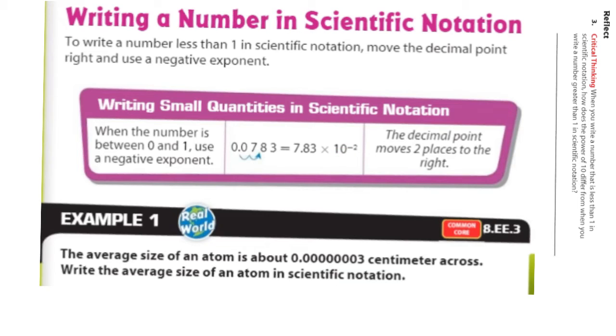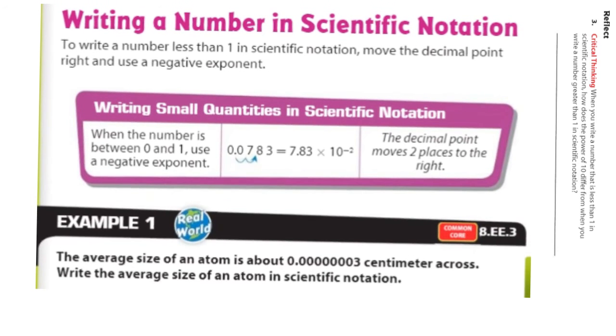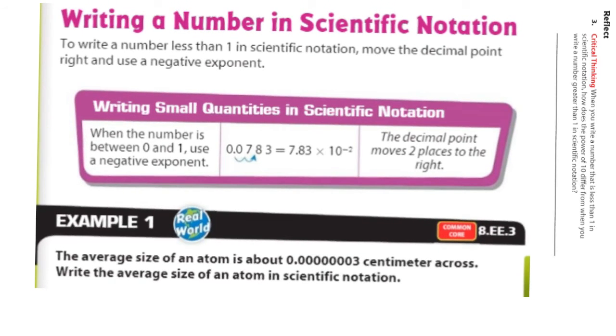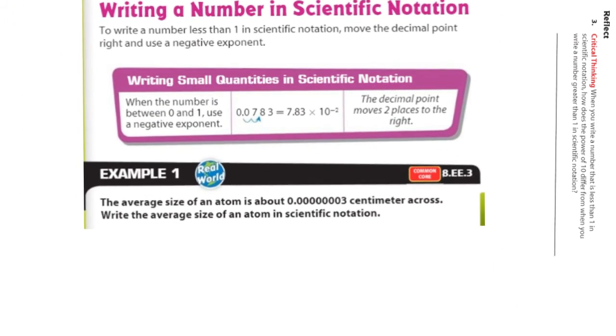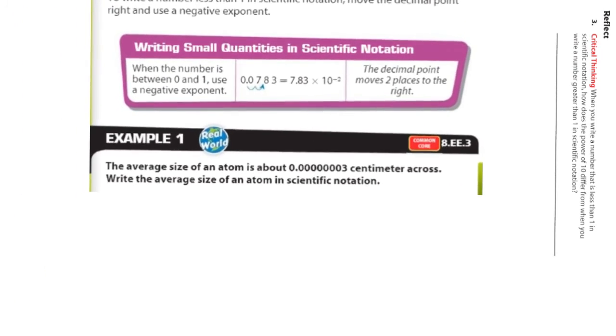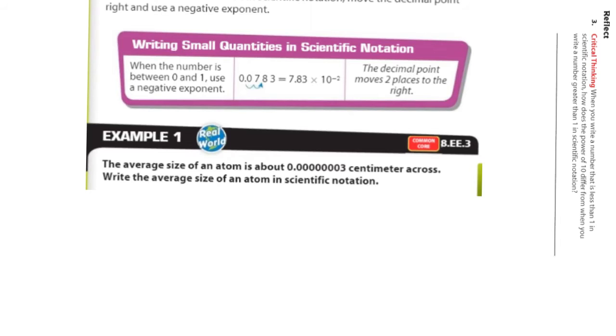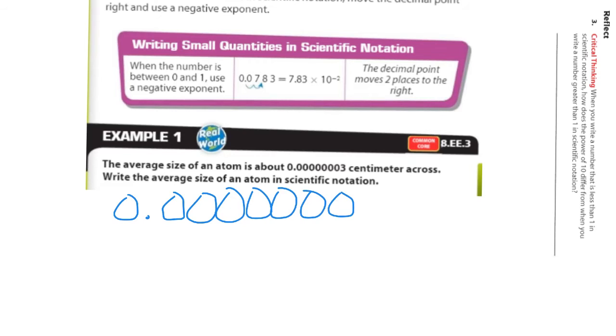So let's try this example 1, which I know is done in your book, and it's not cooperating with me. There you go. All right, so it's done in your book, but I don't like it, so I'm going to do it myself. So I'm going to write the number down, 0, decimal point. Let's see how many zeros there are. 1, 2, 3, 4, 5, 6, 7, and then there's a 3.